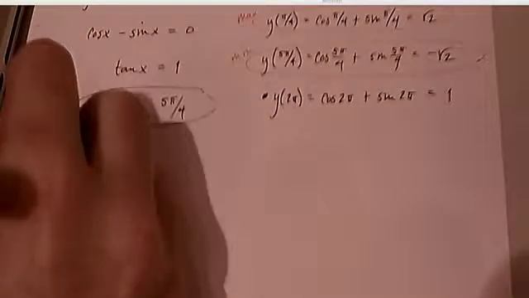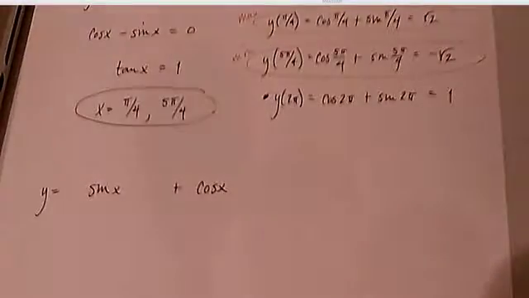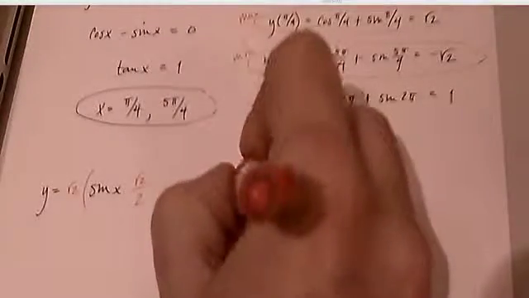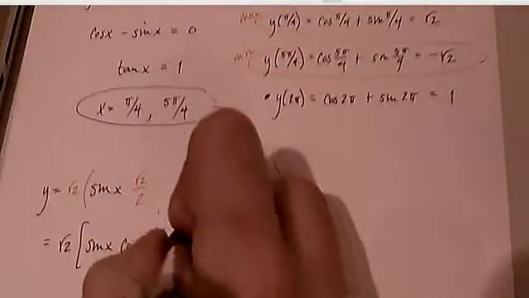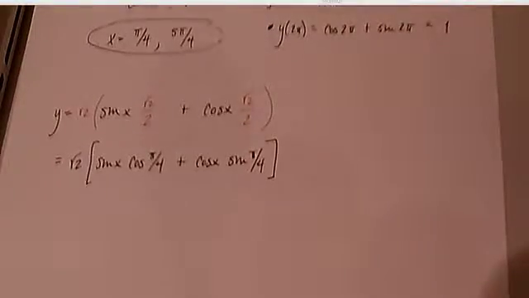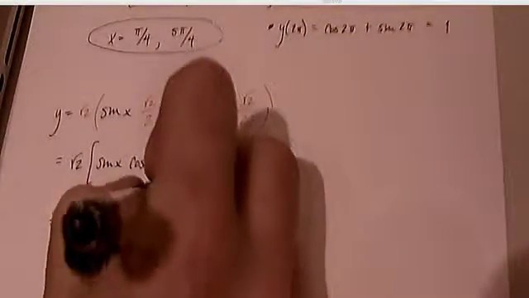Now, could you have foreseen this? Well, yes and no. You would have had to remember that sine x plus cosine x can actually be changed if you know to multiply by 1. Multiply by root 2, and then by 1 over root 2. And that gives me root 2 times sine x cosine pi over 4 plus cosine x sine pi over 4. And as the sum formula, that winds up being root 2 sine of x plus pi over 4.